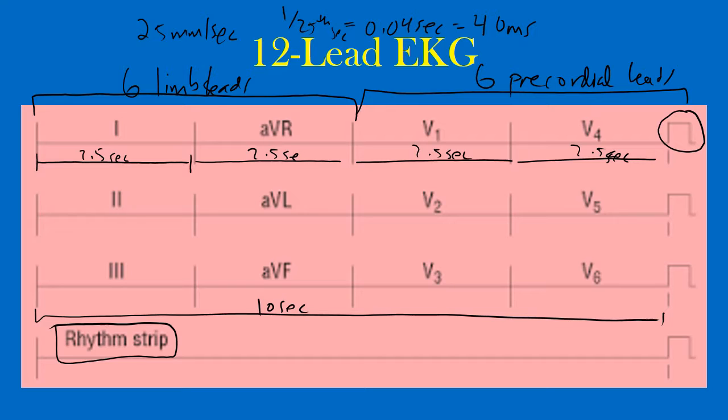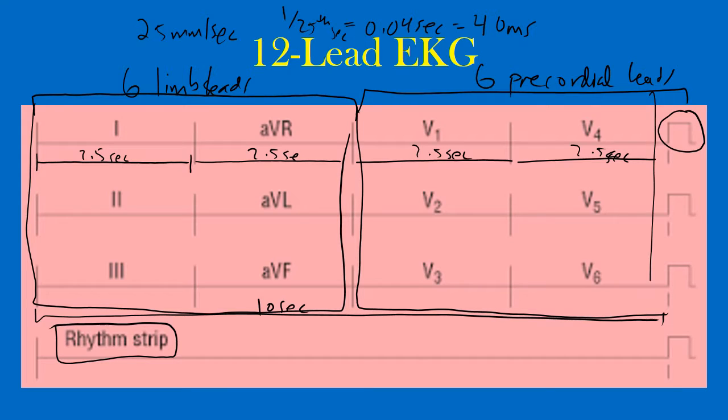So again, this is typically how it's displayed. You have the 6 limb leads on the left. You have the 6 precordial leads on the right. Again, we have our calibration here. It's often either in the beginning or the end of the EKG strip. And then we have the rhythm strip, which is very important, and it's on the bottom. And between each lead, each one is 2.5 seconds, giving us a 10-second EKG strip.